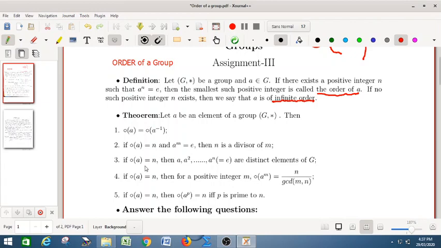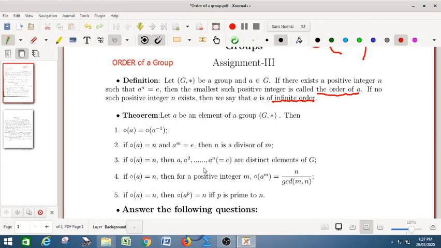Next, number 3: if the order of a is n, then a, a square, up to a to the power n are distinct elements of G. Number 4: if the order of a is n, then for a positive integer m, we can write this relation. This relation is very helpful to find the order of an element. Suppose the order of a to the power m. How will you find it? Just simply divide n by the GCD of m and n, the greatest common divisor of m and n.